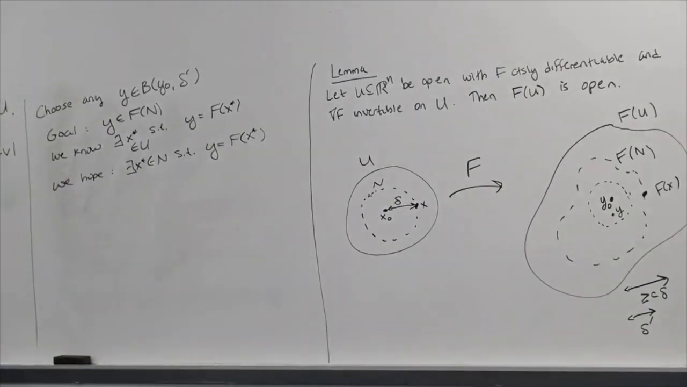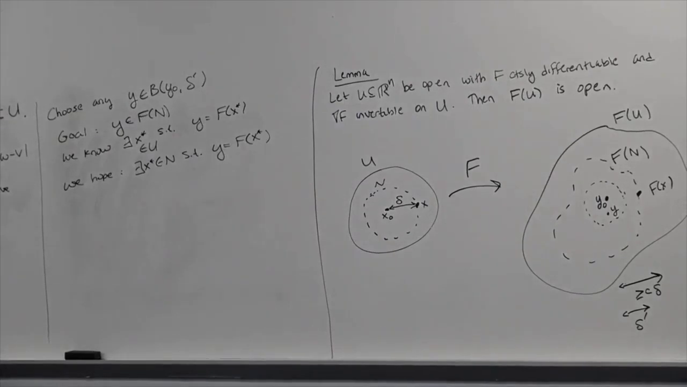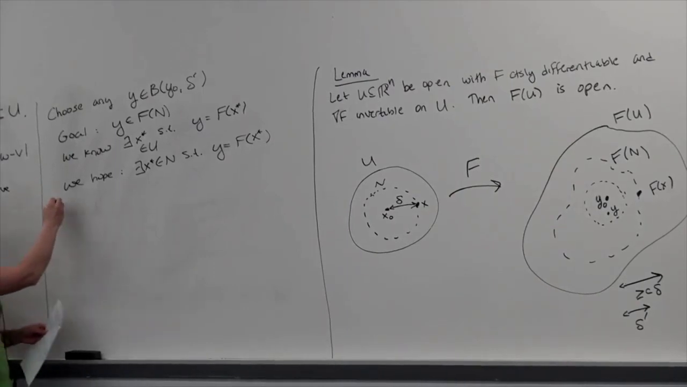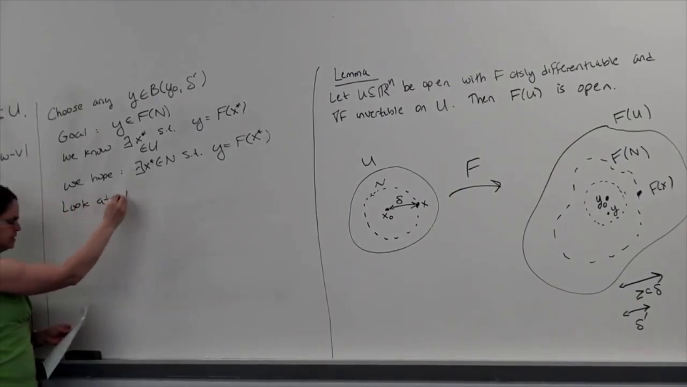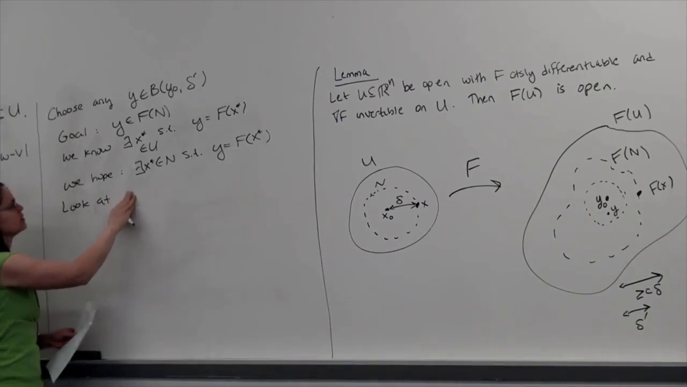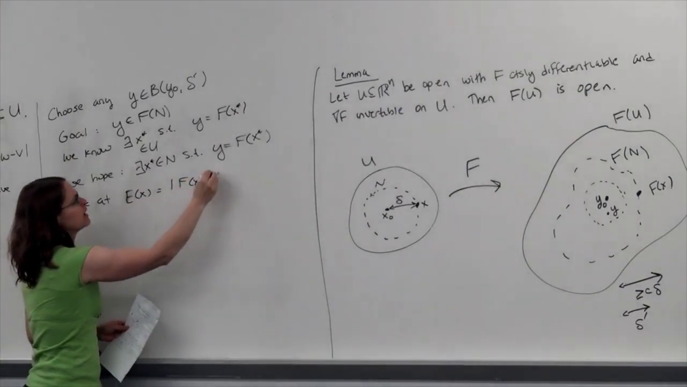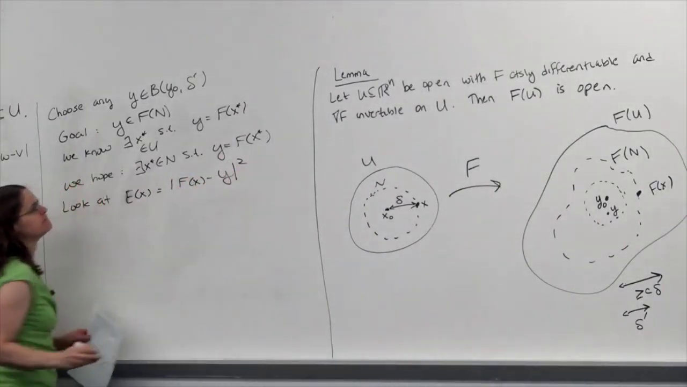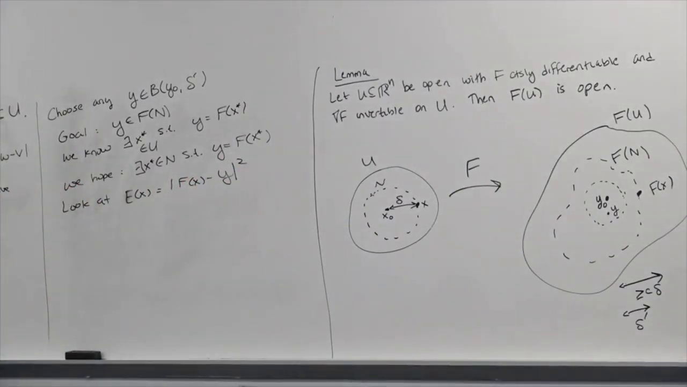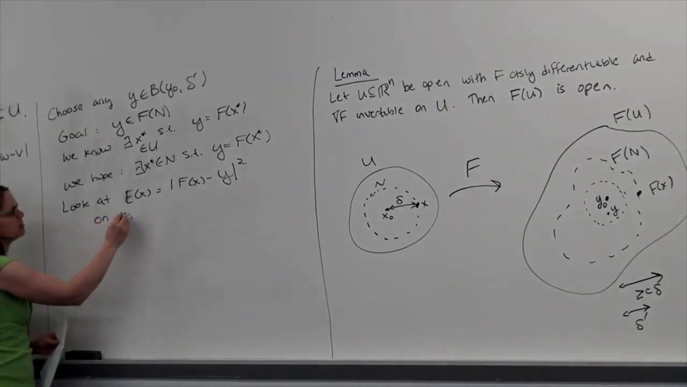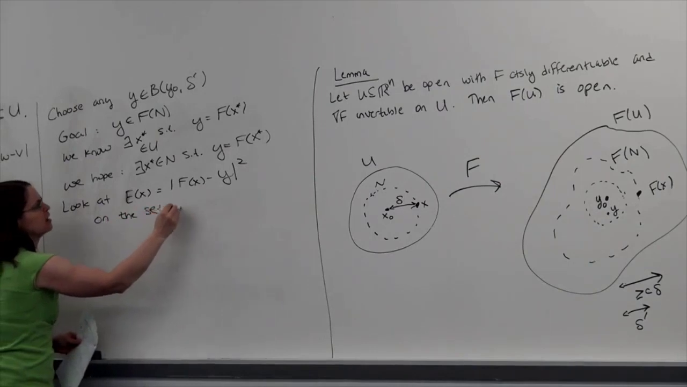I think we have used this trick before in much simpler settings, maybe with proving Cauchy-Schwarz or something. So we're going to do it in a little more sophisticated setting, but let's look at this guy. E of x equals f of x minus y squared. And we're going to look at what this does on the compact set n bar.